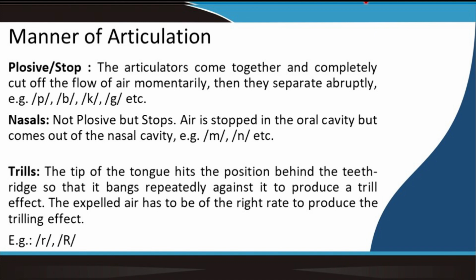Then we have trills. Trills are those sounds you might have heard children make when they act as if they are driving bikes or something. So, r, r. Those sounds are called trills. What happens here is that the tip of the tongue hits the position behind the teeth ridge and bangs repeatedly. It is not only one hit, the process continues, very fast, and then we produce that trilling effect. So, we have sounds like r, r. Some languages do have these sounds.